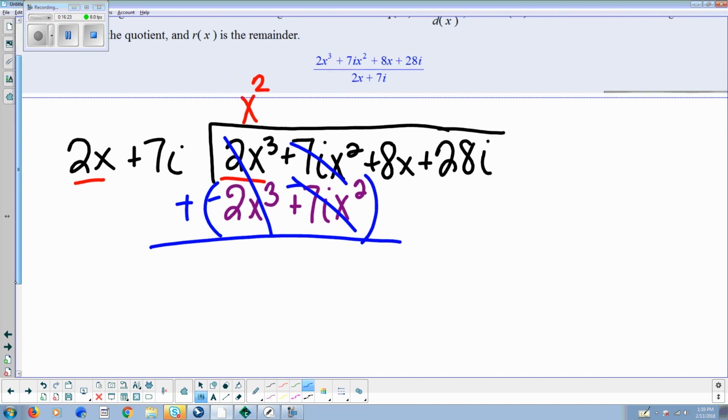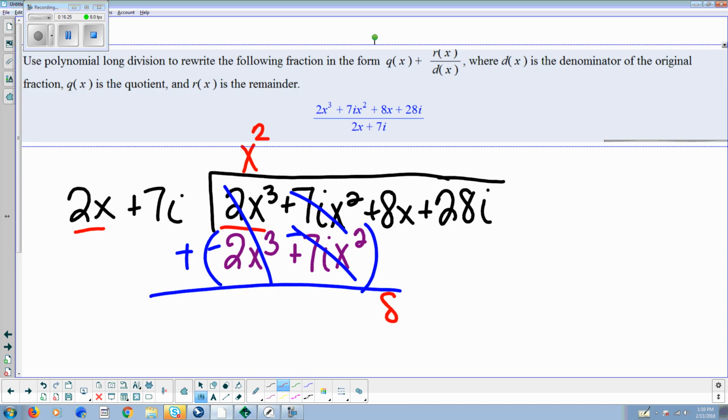The next step is bring down 8x. And when everything cancels when you do subtraction, you can go ahead and bring down 2 terms. Okay, so now I'm ready to divide again. What can I multiply by 2x that gives me 8x? Well, 2 times 4 gives me 8x. Multiply. 4 times 2x is 8x. 4 times 7i is 28i.